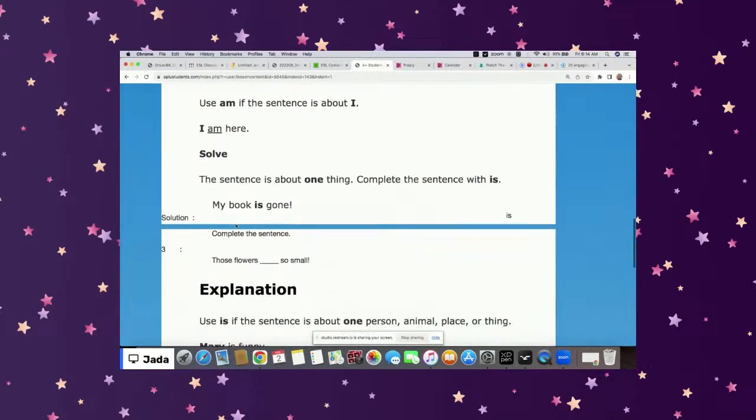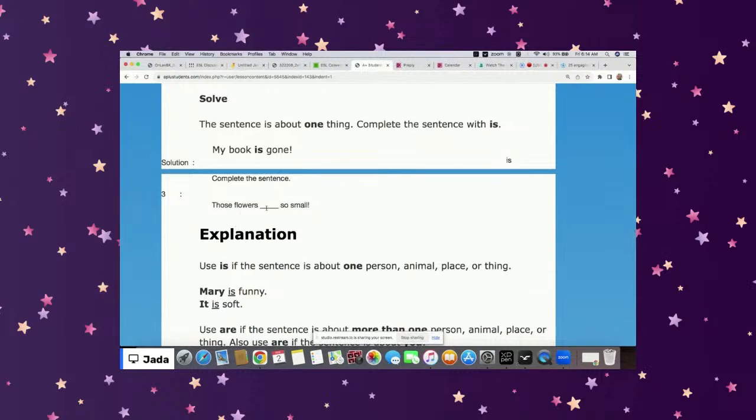Now, those flowers dash so small. Those flowers. Flowers has S, which says that it is more than one. So those flowers are so small. So are will be the right answer here.